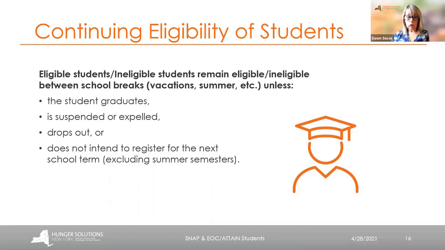Only when a student no longer is determined to be a student because they left school can the individual qualify for SNAP without applying the student rules. And they also will need to meet all the other income and eligibility criteria in order to receive a benefit. So let's talk about what that is.